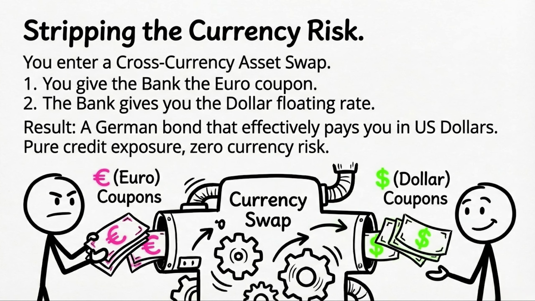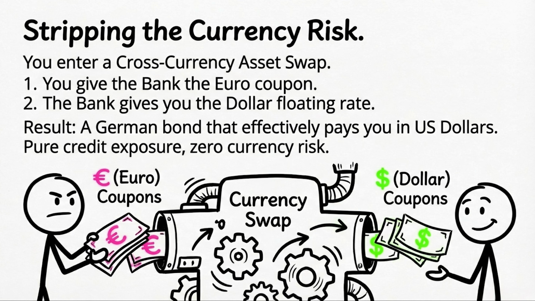The execution: you enter a cross-currency asset swap. Buy the bond. You buy the VW bond using euros, which you borrow or convert. The swap: you give the bank the 4% euro coupon you receive from VW. The bank gives you US dollar SOFR plus spread. The result: you now hold a German bond, but all your cash flows are in US dollars. You have stripped away the currency risk and the interest rate risk. You are left with pure credit risk on Volkswagen.